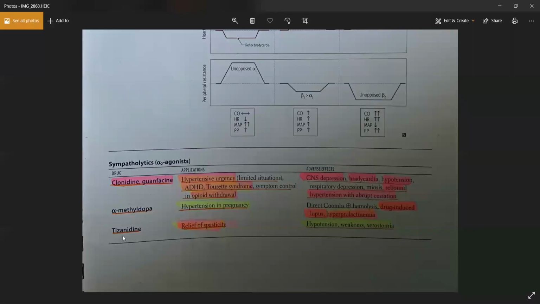Then comes tizanidine, which is a drug mainly used for spasticity. You will study the effects later in the neurology section also. Whenever you get an upper motor neuron damage or spasticity, you will use this drug, tizanidine, to relieve the spasticity. It can cause hypotension, weakness, and xerostomia, which is dryness.